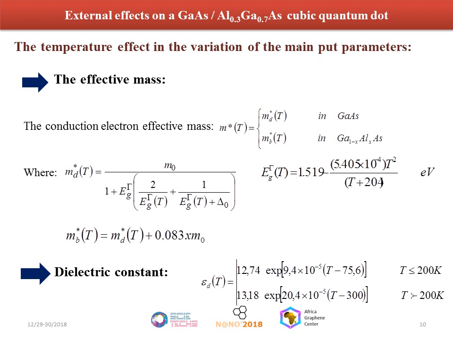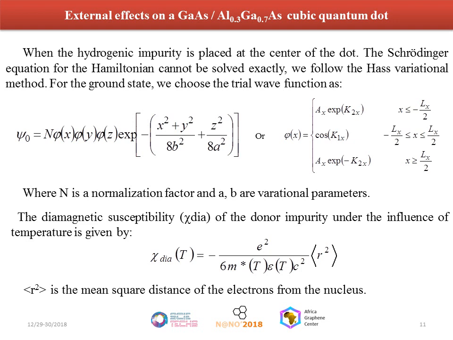So we will see the effect of the temperature in the expression of the effective mass and on the dielectric constant. So to examine the electronic properties of the energies, we have to solve the Schrödinger equation. When the impurity is placed at the center of the dot, the Schrödinger equation for the material can be solved exactly. So we have chosen exactly the trial wave function as you see.